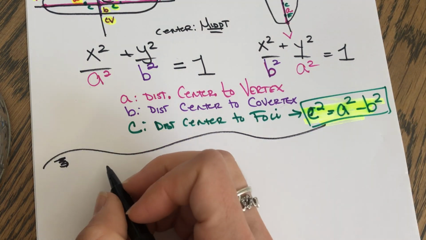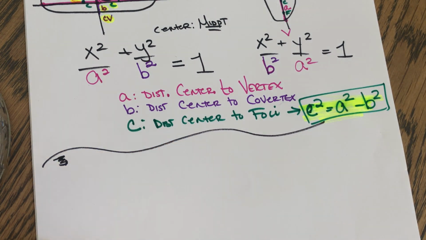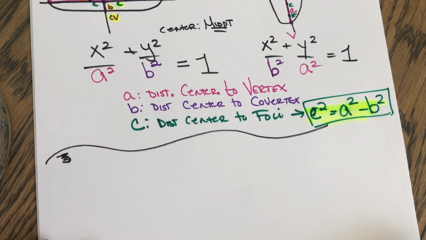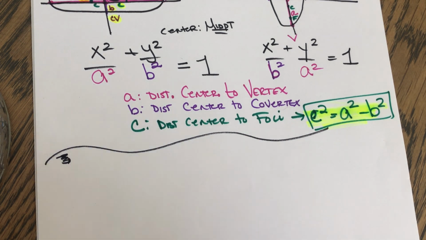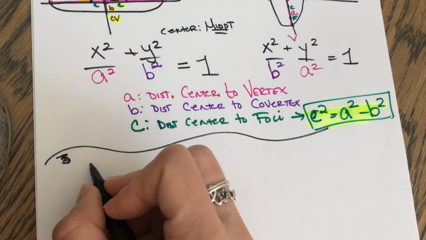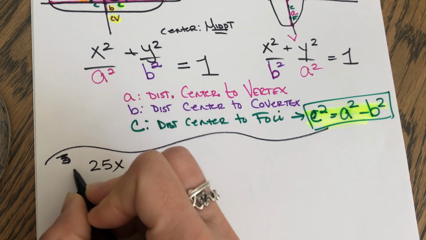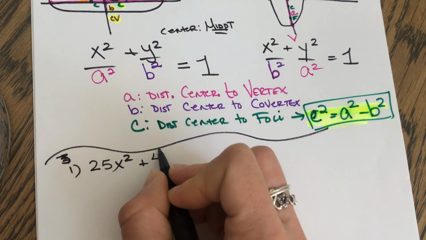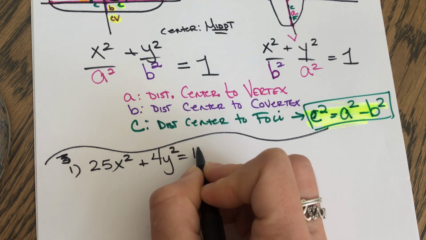All right, so I want you guys to identify the key points. Oh, that was the other thing. Your key points, I'll write it at the end. Remember myself, I know it. Okay, so if you have 25x squared plus 4y squared equals 100.